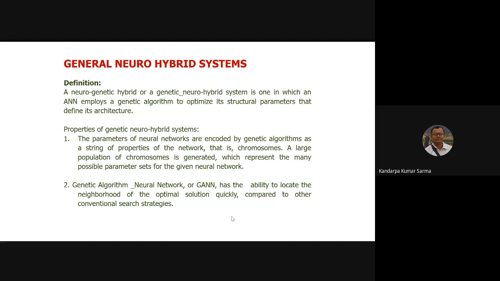And the properties of the genetic neuro hybrid systems are: the parameters of the ANN are encoded by the GA as a string of properties of the network, that is, its chromosomes. A large population of chromosomes shall be generated, which represent the many possible parameter sets for the given neural network. Then the GA neural network, or GANN, has the capability to locate the neighborhood of the optimal solution quickly compared to the rest of the conventional search techniques.